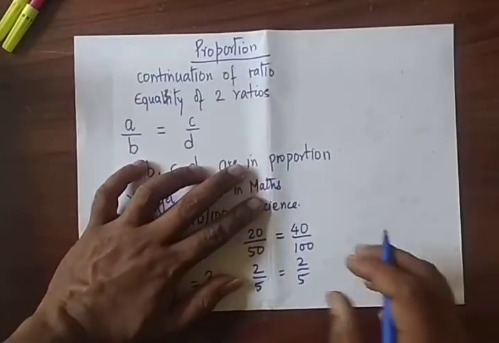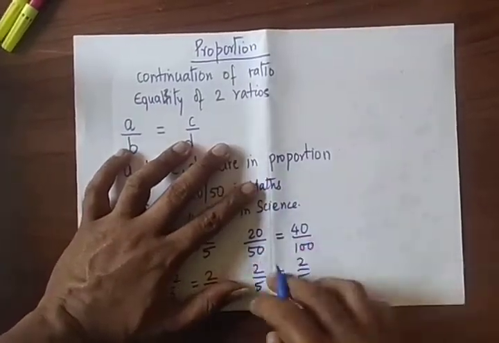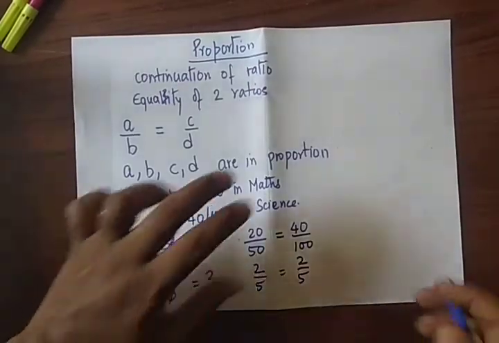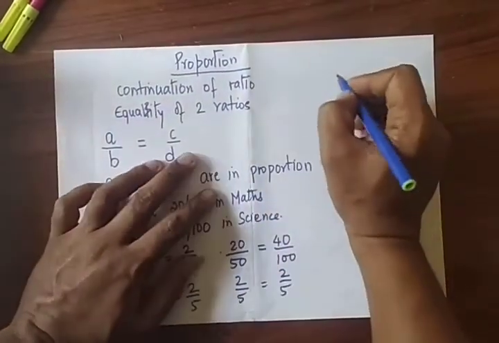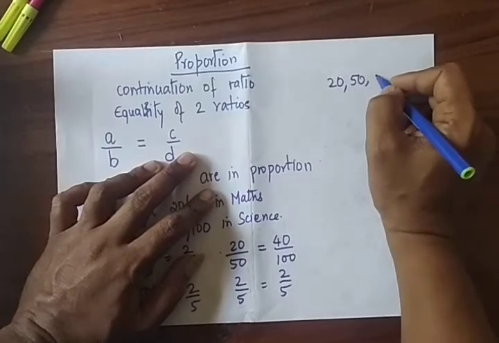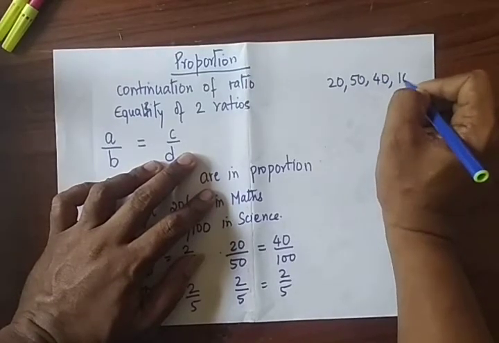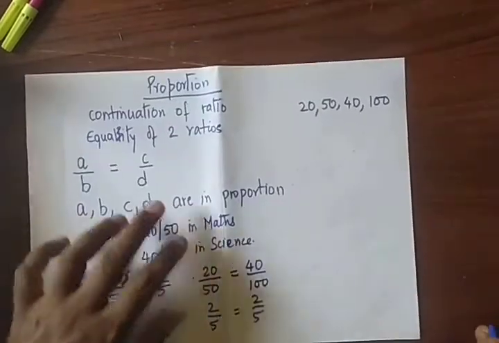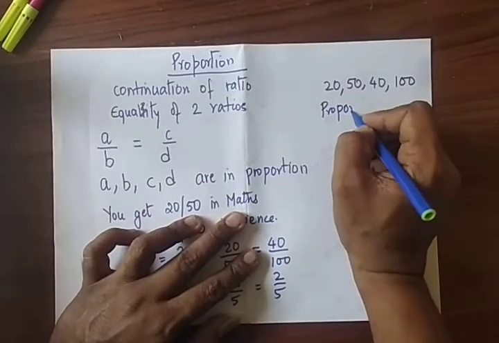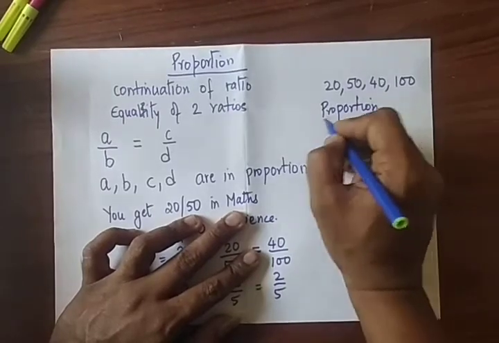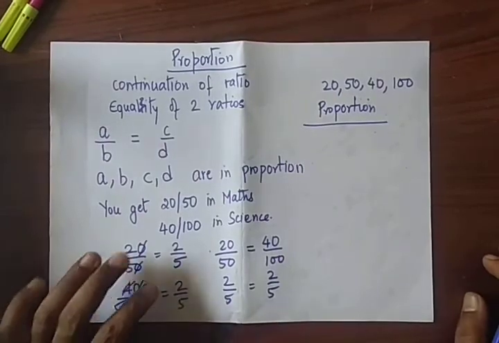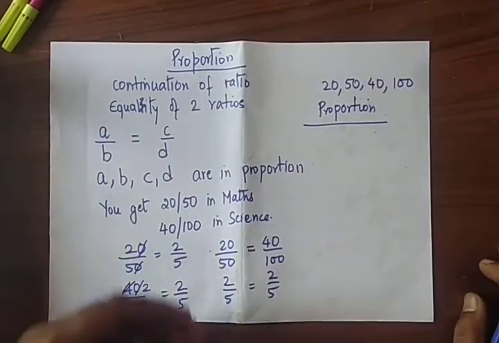So what can you say about these two? That means you scored equal marks in both the subjects, and you can say that 20, 50, 40, 100 are in proportion. Okay, because the ratio of 20 upon 50 is equal to the ratio of 40 out of 100.